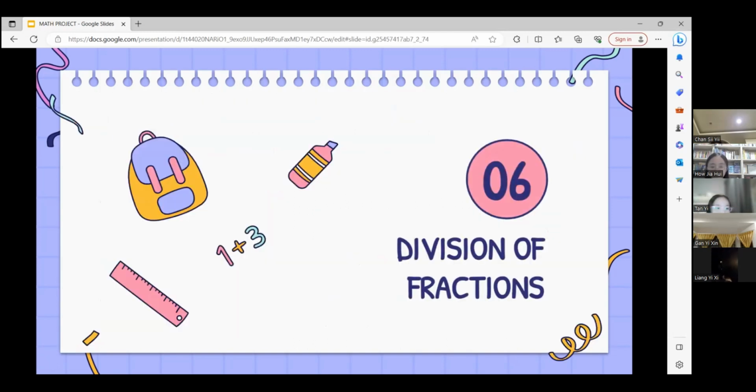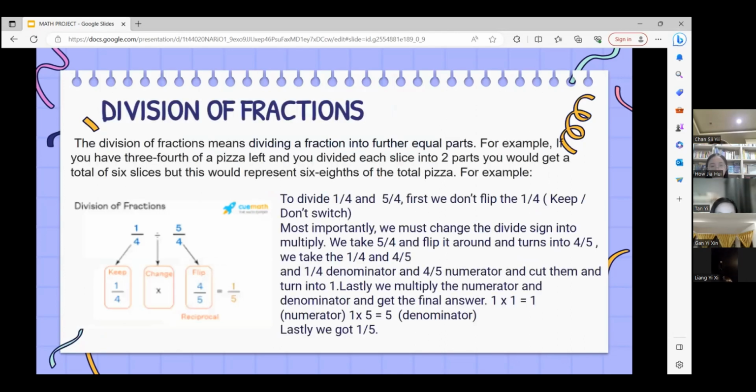Division of fractions. The division of fractions means dividing a fraction into further equal parts. For example, if you have 3/4 of a pizza left and you divide each slice into 2 parts, you will get a total of 6 slices. But this would represent 6/8 of the total pizza.